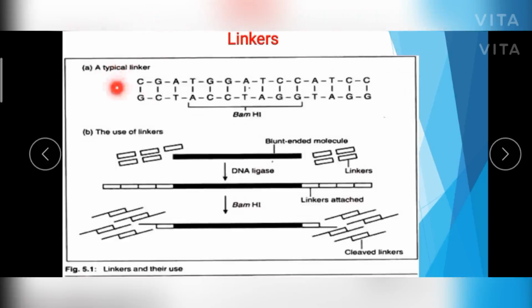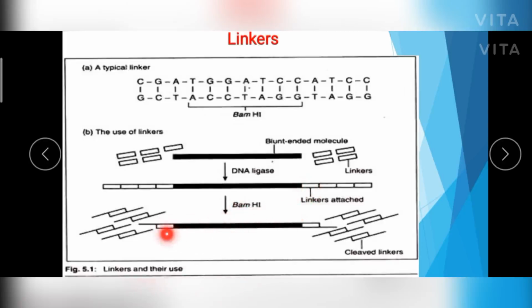So linkers are short DNA fragments which have internal restriction sites within them. In the example here, this is the BamHI linker. This BamHI linker contains the BamHI restriction site, which is present internally in the linker molecule. These linkers are added on either side of the blunt ended molecule, and by means of DNA ligase, they are attached on either side of this blunt ended DNA.